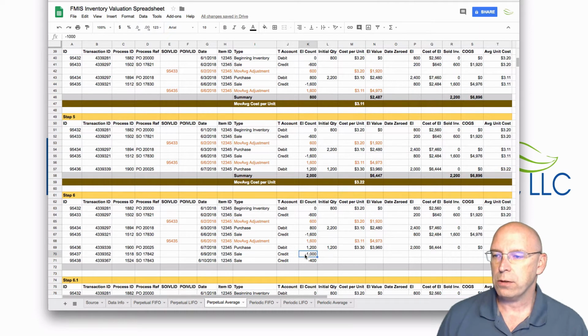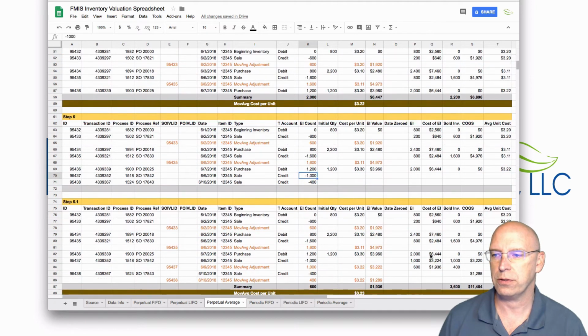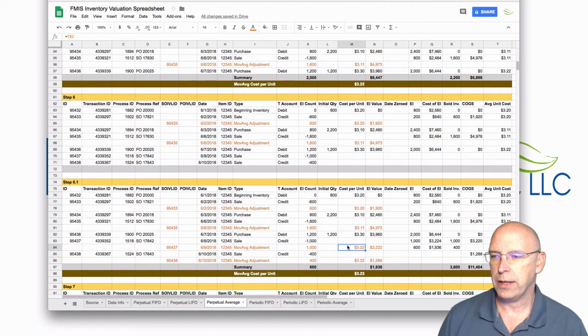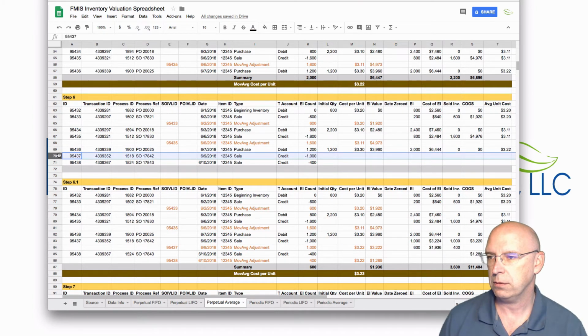We have two new sales. We would expect that since nothing has changed from the purchase end, those sales would draw from the most recent average of $3.22. And we could see that on each of these lines, the moving average line. So on the first sale, this line, we have an adjustment line here, and that's $3.22. And the same with the 400, $3.22.